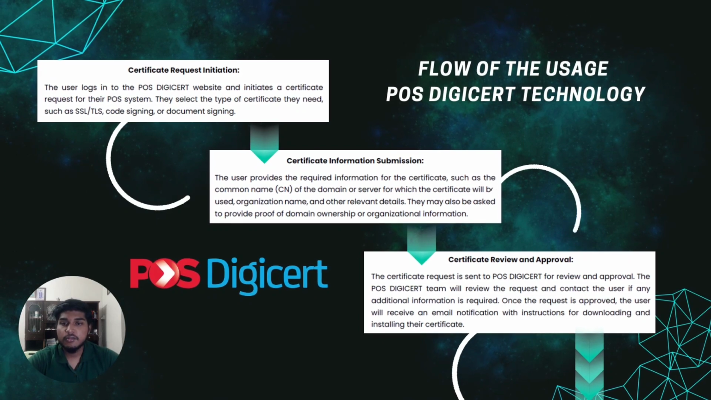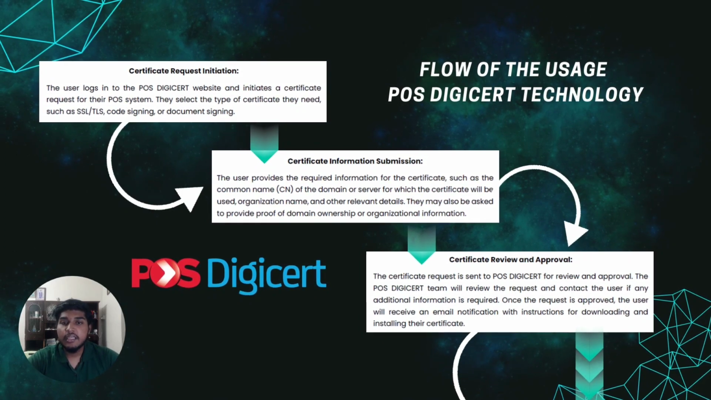The first step is certificate request initiation, which is where the user logs into the post-DG cert website and initiates a certificate request to their post system, where they select the type of certificate they need, such as SSL or TLS, code signing or document signing.